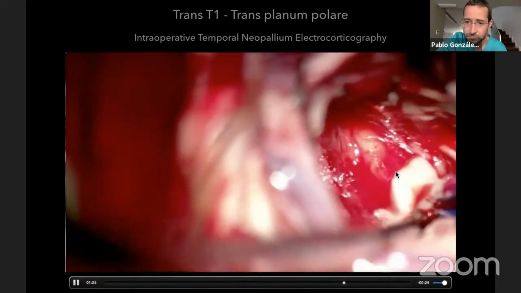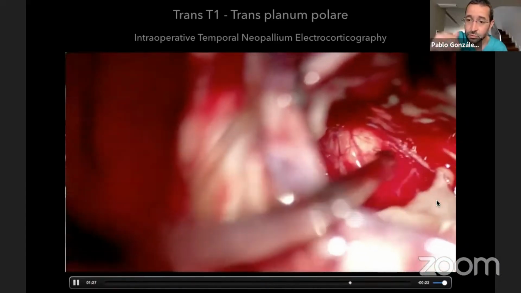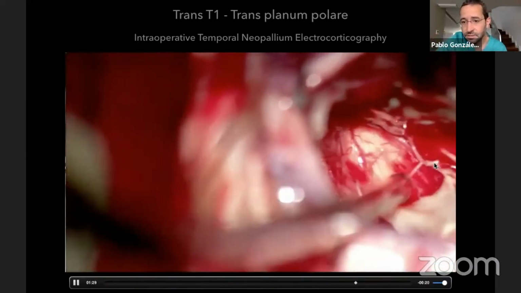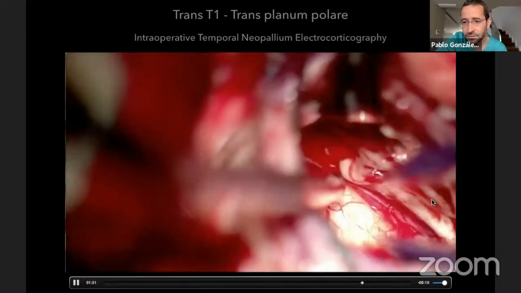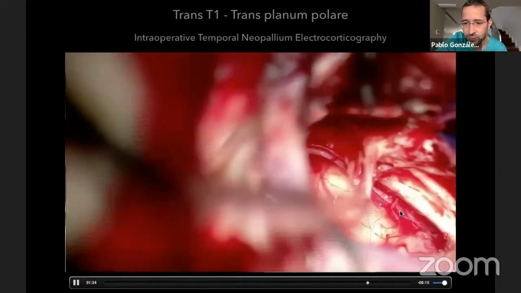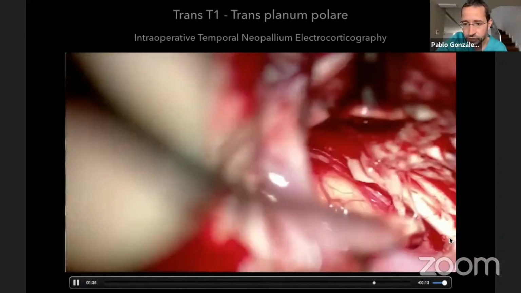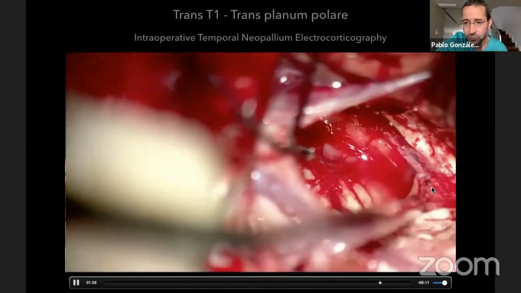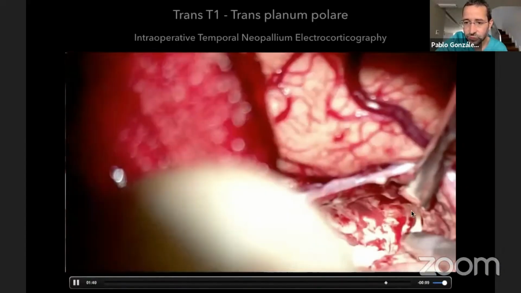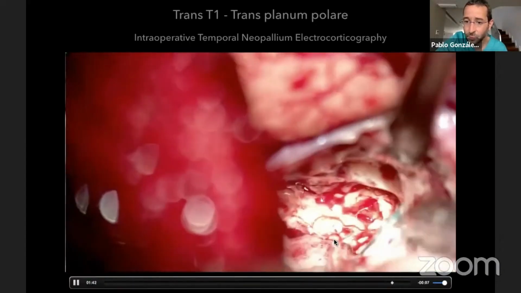That's the uncus, subpial resection of the uncus, and we want to enter the temporal horn. That's the anterior choroidal artery, which is a very good landmark, as you can see here. So we follow it posteriorly to the inferior choroidal point. And here we have the choroid plexus. We remove, in this case, the head of the hippocampus.